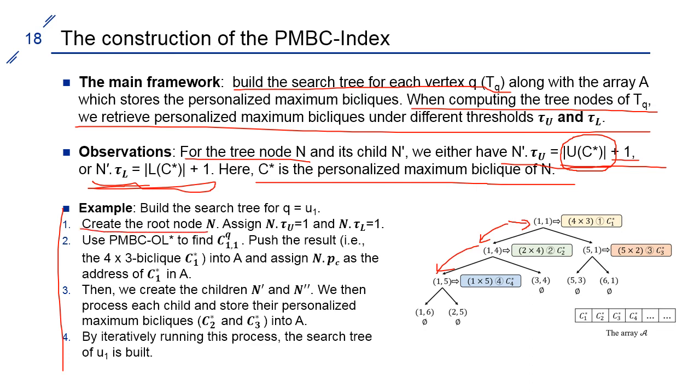Here is an example of building the tree. We first create the root node using the parameters 1 and 1. Then we use the online approach to find the result C_Q(1,1). We put the result into A and assign the pointer. Then we create the children nodes, process each child, and store their personalized Maximum Bicliques into A.